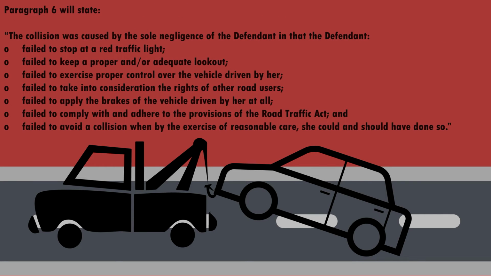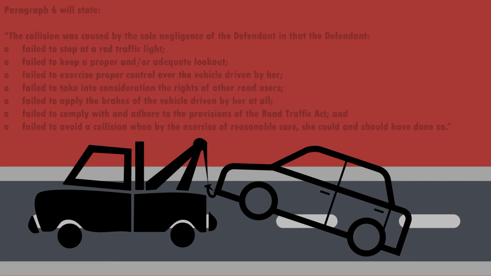Paragraph 6 will state: the collision was caused by the sole negligence of the defendant in that the defendant failed to stop at a red traffic light, failed to keep a proper and or adequate lookout, failed to exercise proper control over the vehicle driven by her, failed to take into consideration the rights of other road users, failed to apply the brakes of the vehicle driven by her at all, failed to comply with and adhere to the provisions of the Road Traffic Act, and failed to avoid a collision when by the exercise of reasonable care she could and should have done so.